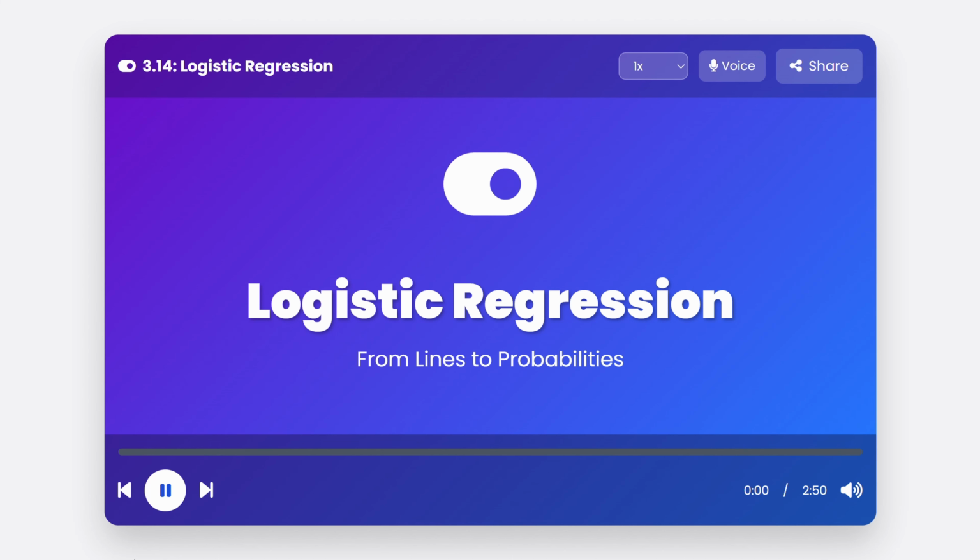Welcome back. We just saw how linear regression can find the best line to predict a number. But what if we want to predict a category? For that, we turn to one of the most important algorithms in machine learning, logistic regression.